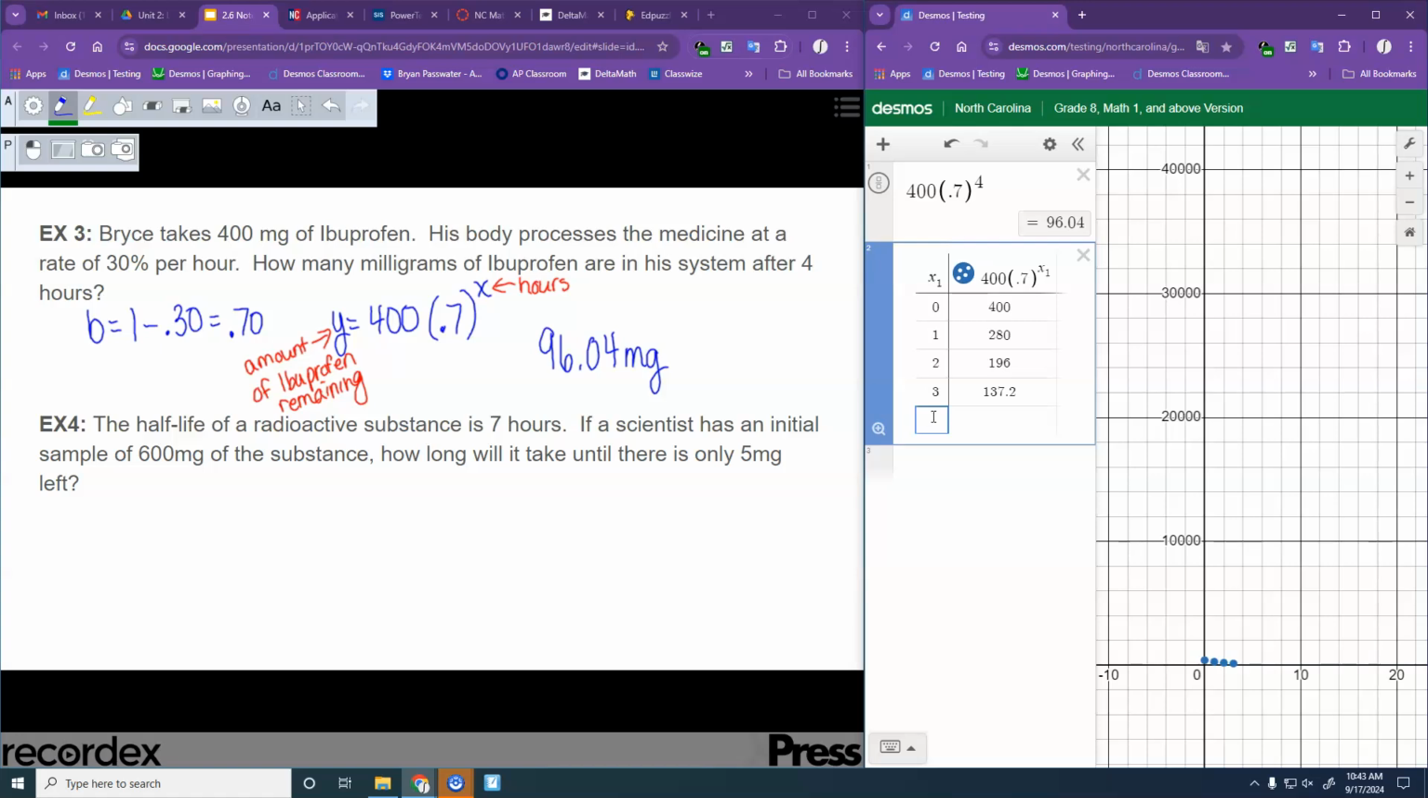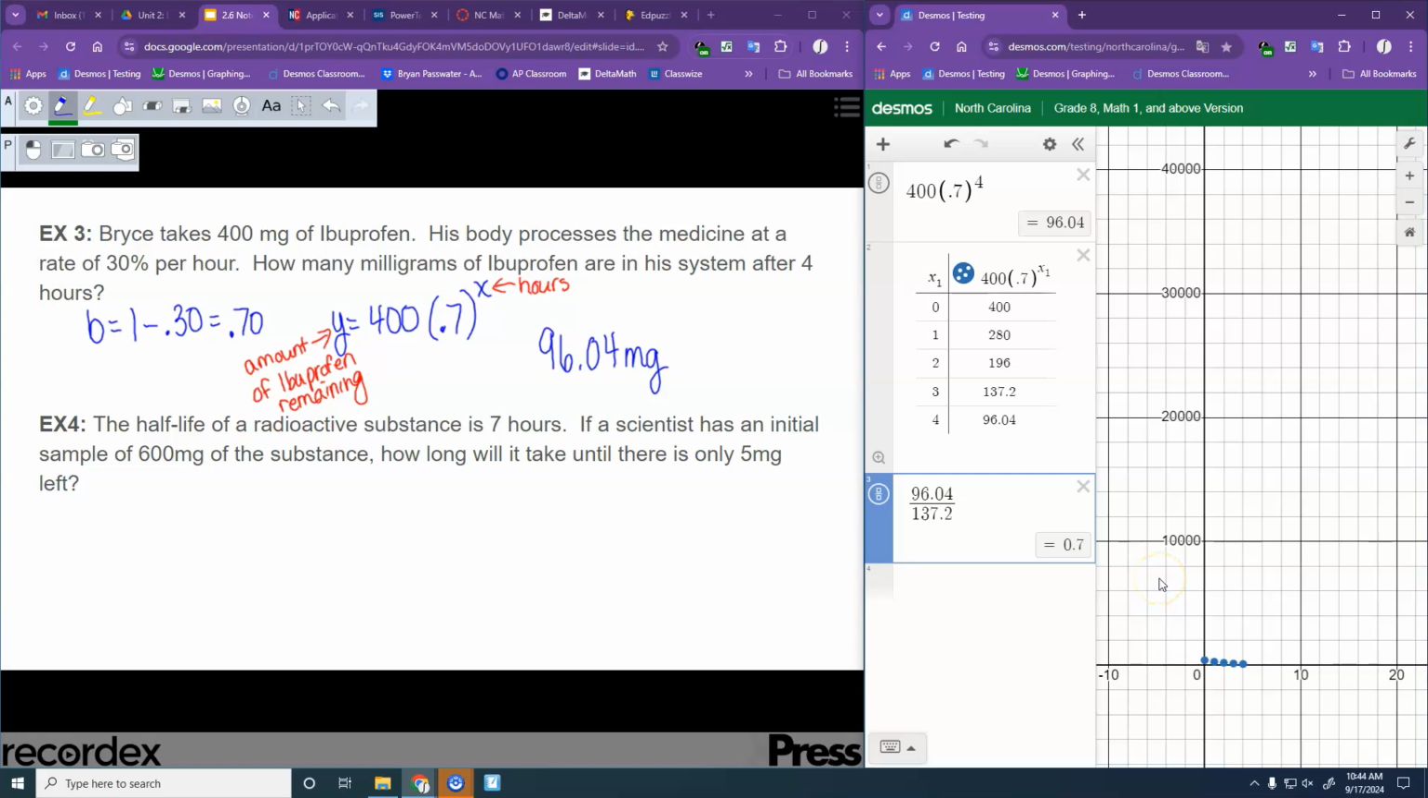Right. So that 96.04 is 70% of 137. If I do 96.04 divided by 137.2, it gives me 0.7, or 70%. I thought it was going to be like, so 4 hours, that would be 90%. So 90% of 400 would be 360. I thought that's... No. It's the hour before it.